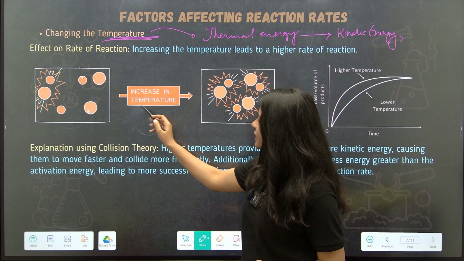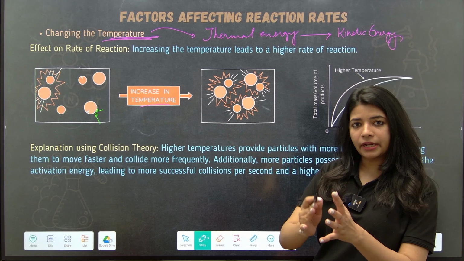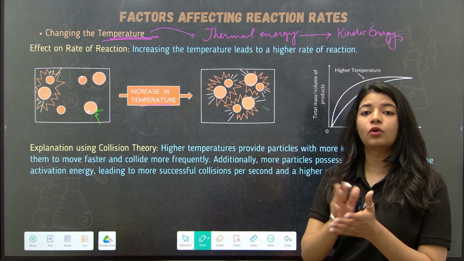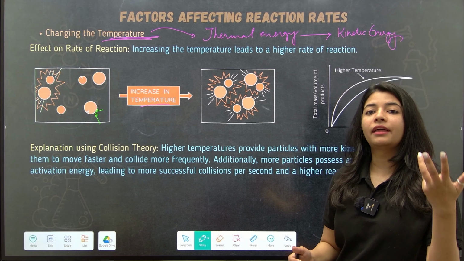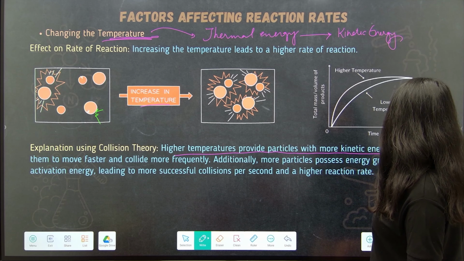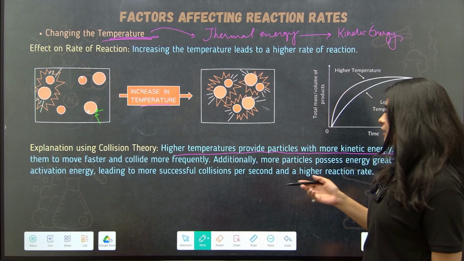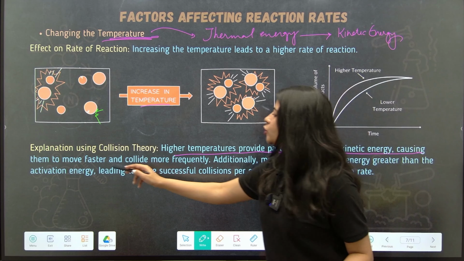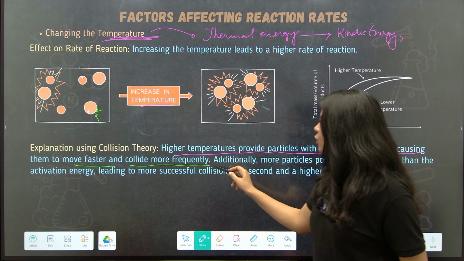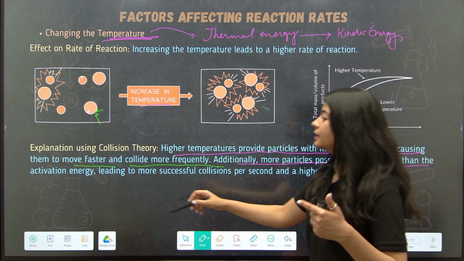So if we increase the temperature, these particles absorb the thermal energy, convert it into kinetic energy, collide more frequently, and then the reaction rate will increase. Higher temperature provides particles with more kinetic energy, so thermal energy actually, but then they convert it to kinetic energy, causing them to move faster and collide more frequently. Additionally, more particles possess energy greater than the activation energy.